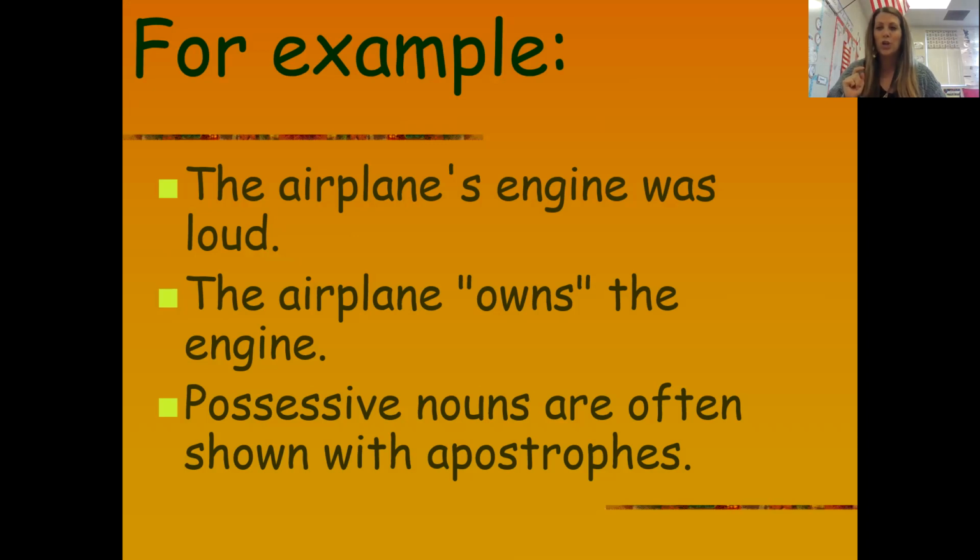So when we are showing a possessive noun, we're showing that a noun owns something, just like the airplane owns the engine. We add a what? An apostrophe S. All right, let's see if this airplane's engine's loud. You tell me. Can you hear it? I'd say it's pretty loud.